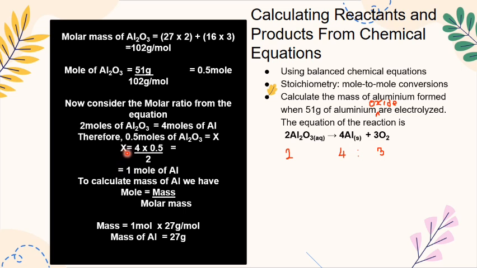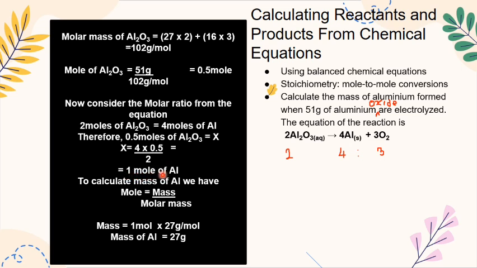2 moles of aluminium oxide produce 4 moles of aluminium. As you can see here, 2 gives 4. Then if 2 moles of aluminium oxide give us 4 moles of aluminium, 0.5 moles of aluminium oxide will now give us what? So we term that X.